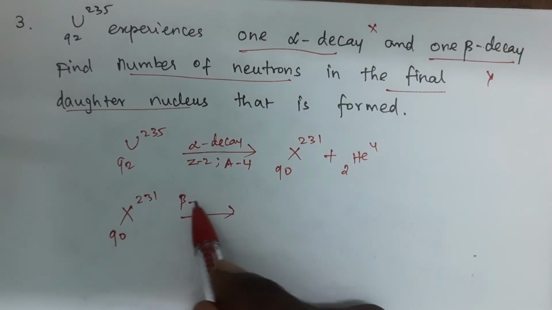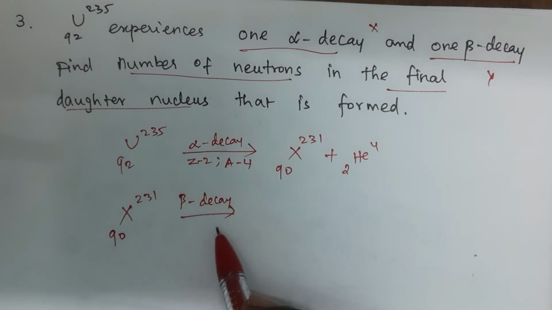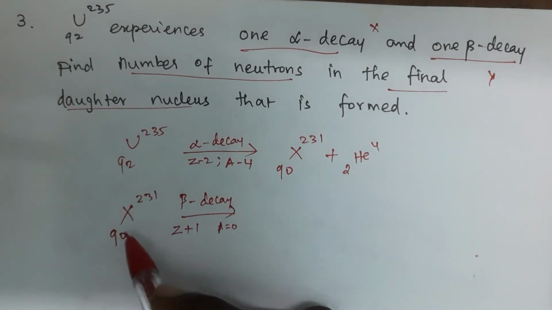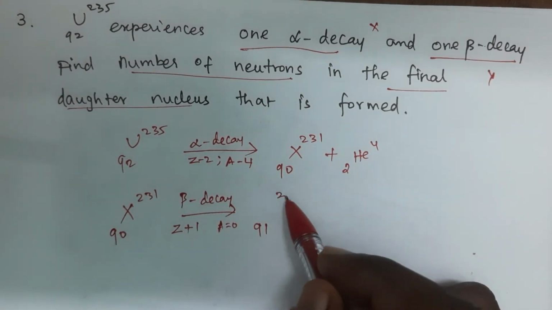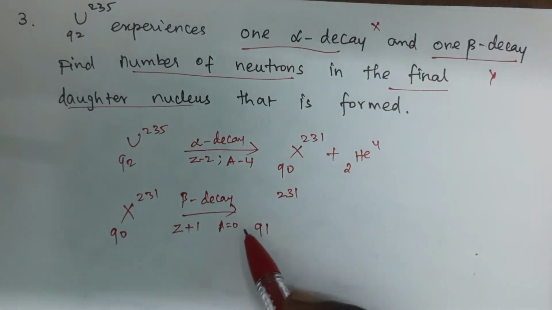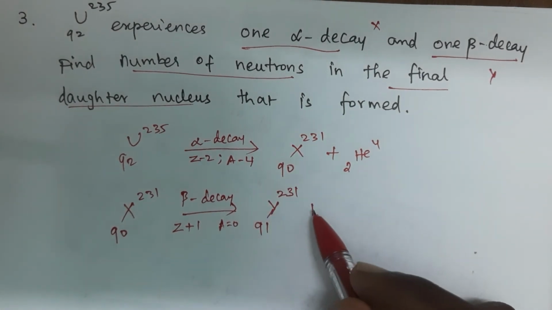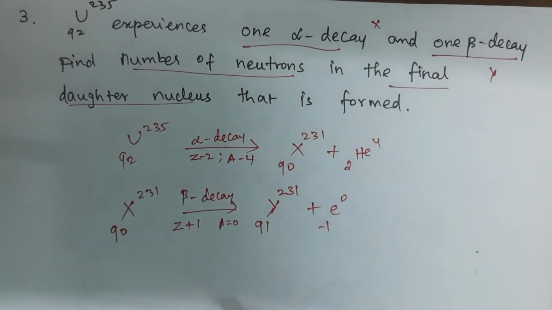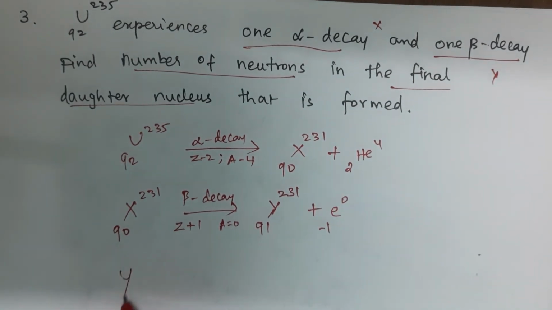Here one beta decay. In beta decay, no change in the mass number, only change in the atomic number. The atomic number increases by 1. So here 90 is there, the atomic number increased by 1, 91. No change in the mass number, that is 231 as itself. Now the final daughter nucleus is Y. For equivalence plus electron will come, -1 e 0.